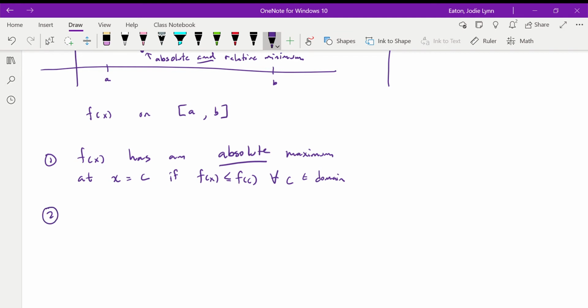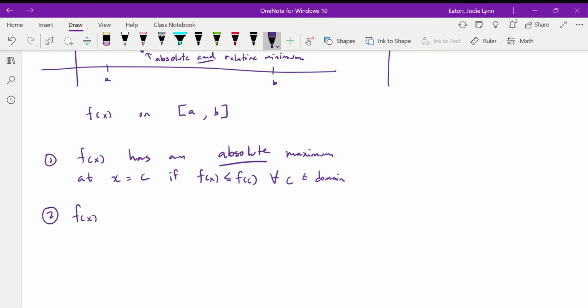So essentially what this is saying is that it's an absolute maximum if all y values are less than or equal to this particular y value. Okay, so it has to be the highest y value that we have on the whole function. Other ones can be equal to it, but they cannot be any bigger. There cannot be any other y values that are higher.